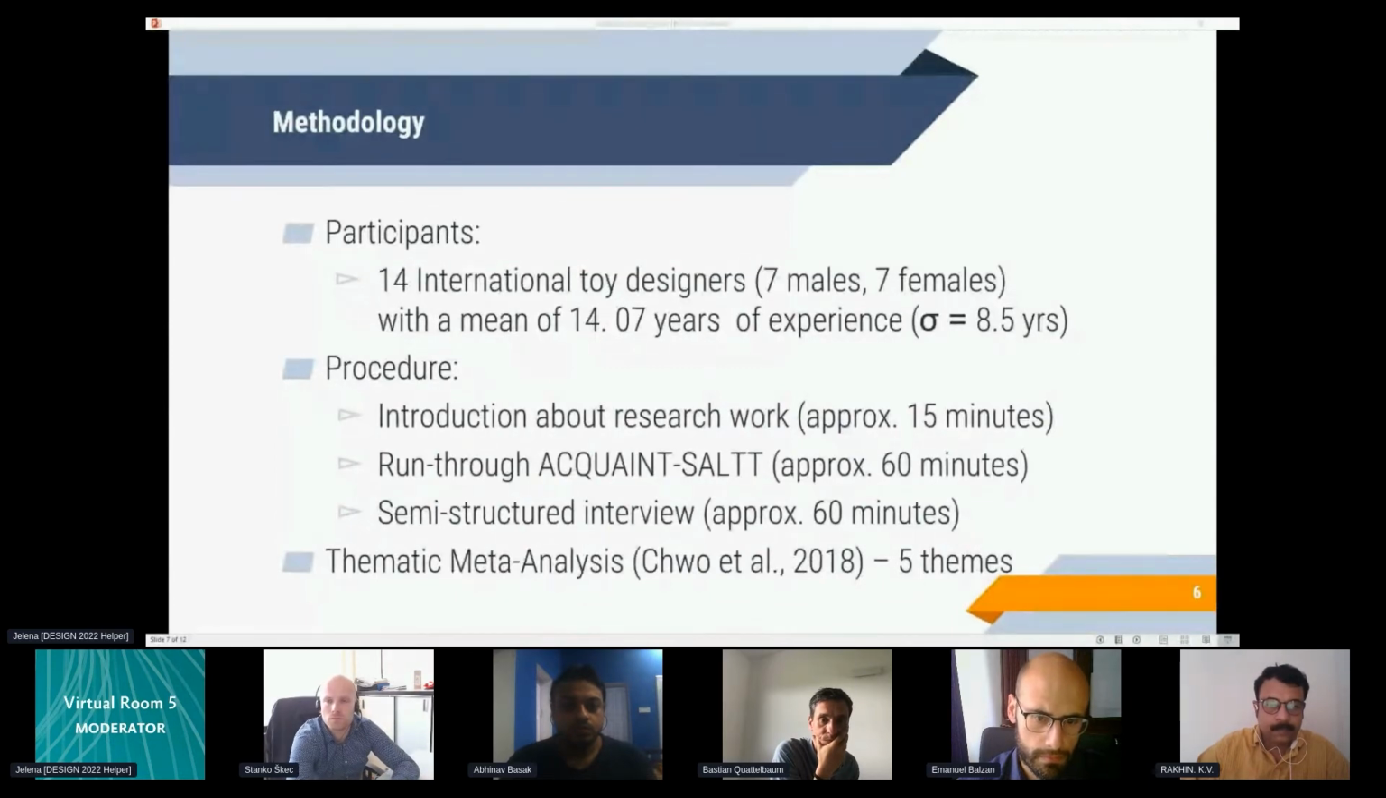Thematic analysis was then carried out, where all the interviews were transcribed, read multiple times, and coded until a total of 5 overarching themes emerged.